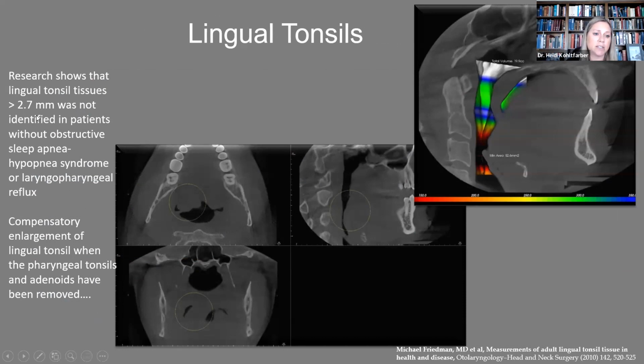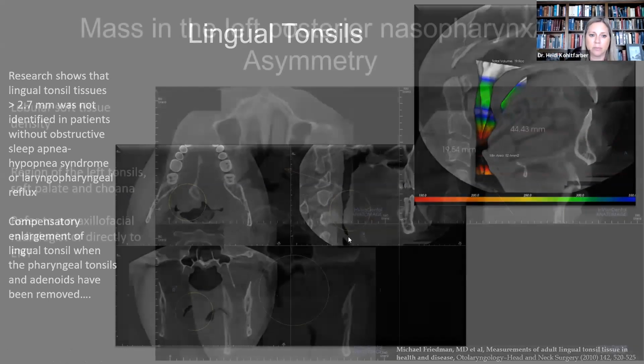And research lets us know if that's enlarged greater than 2.7 millimeters, there's a high likelihood that patient has obstructive sleep apnea. So just know that that kind of goes hand in hand. The lower down the impingement, the more devastating that can be for the patient.